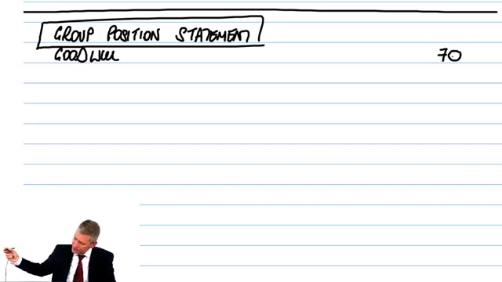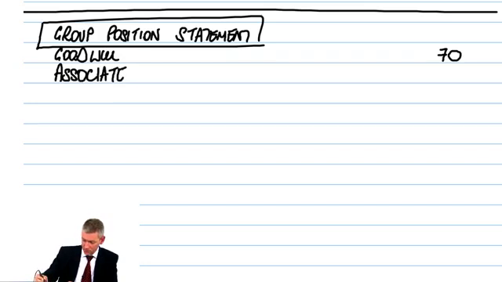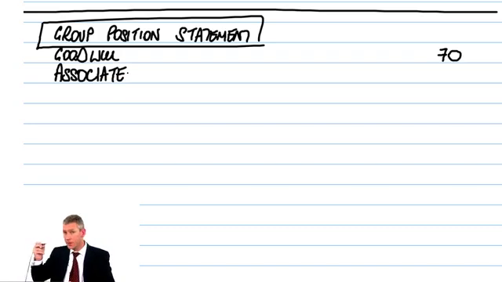There we go, 70. And then we do the roll forward for the associate. Well done, Troy. You picked that up. Yes, it's a things business.